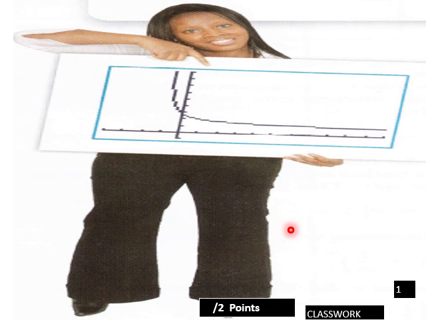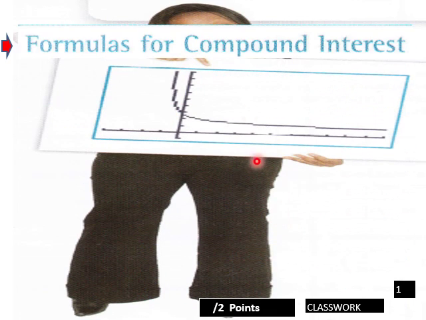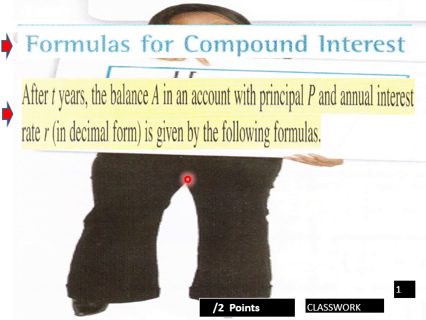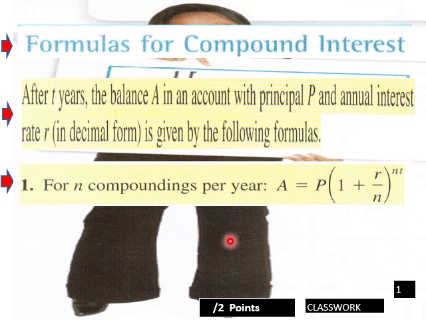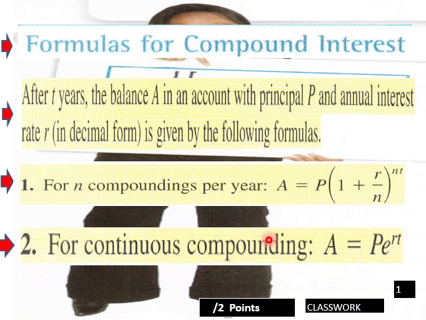Okay, so slide 1, 3.1 part 3, formulas for compound interest. After t years, the balance A in an account with principal P and an annual interest rate r is given by the following formulas. For n compoundings per year, A equals P times the quantity 1 plus r over n to the nt power. For continuous compounding, A equals Pe to the rt. This is the good one here.